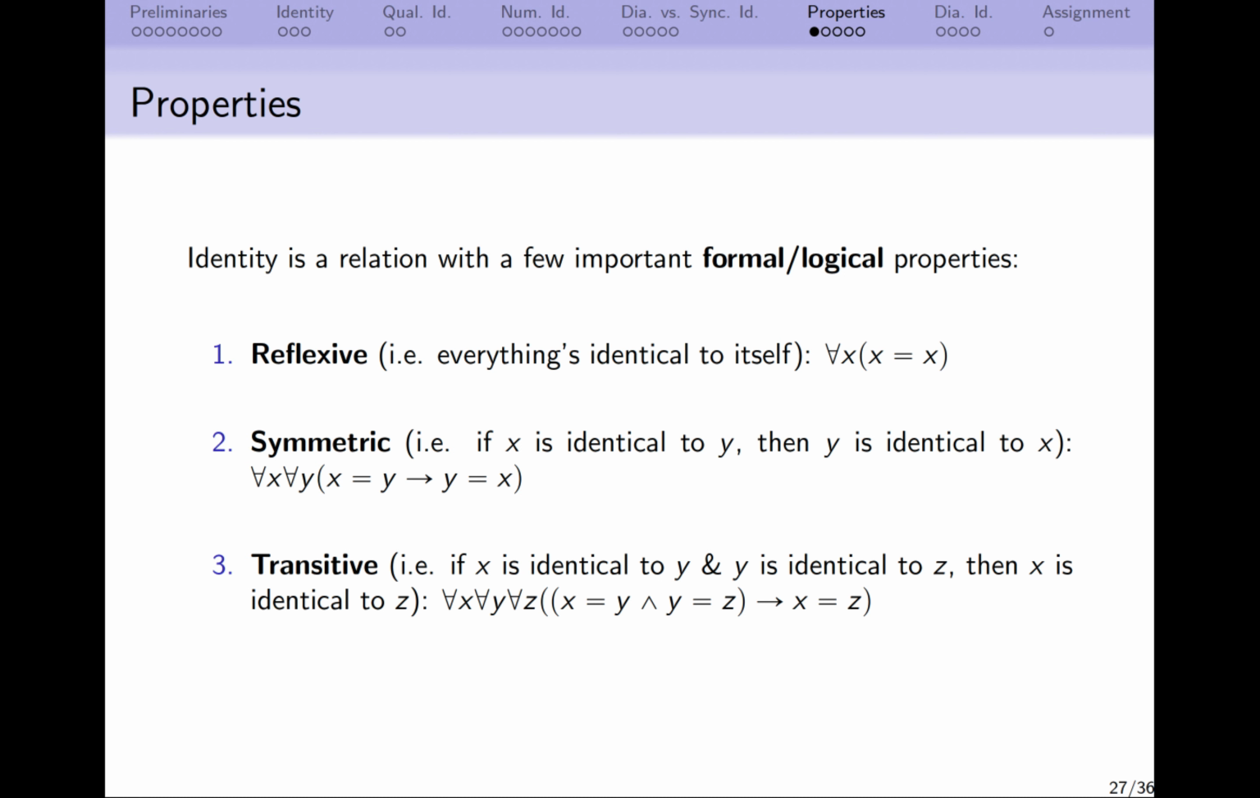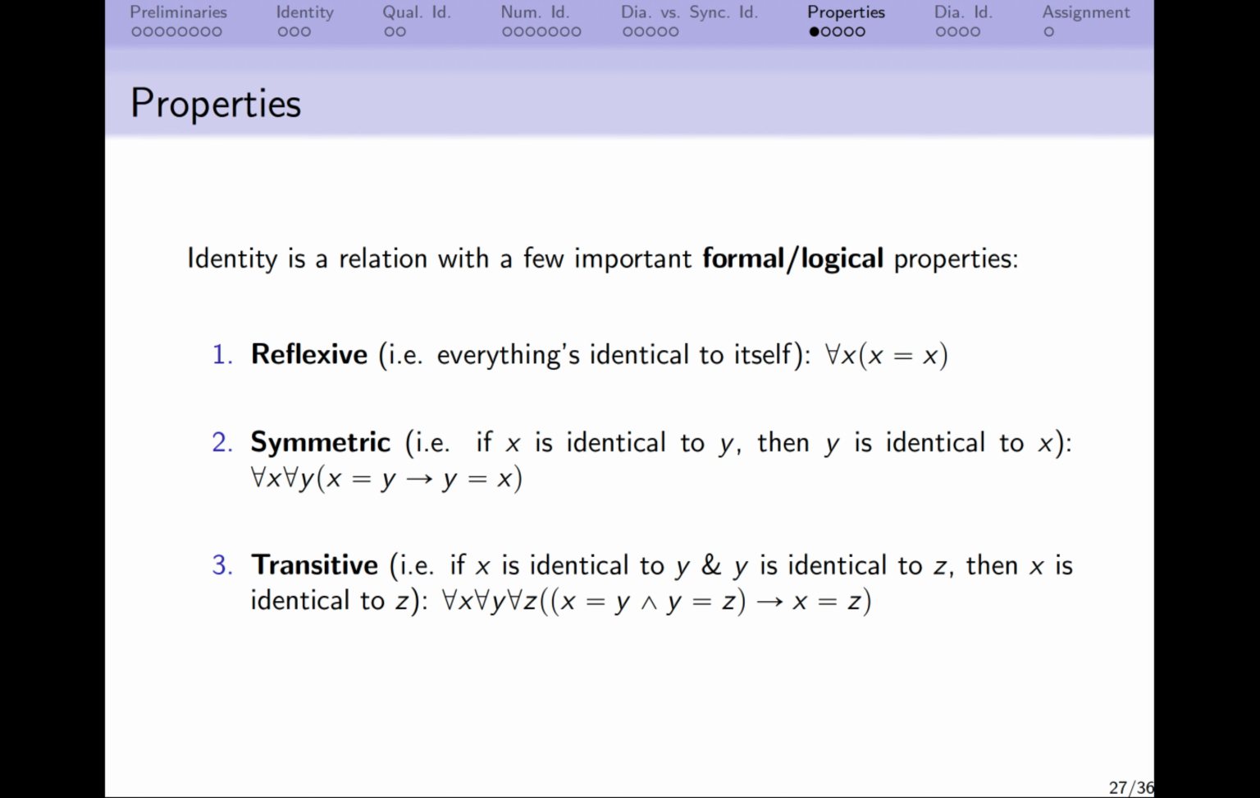So first of all, it's reflexive. That is to say, a relation is reflexive if for any object X, X bears that relation to X, to itself. So identity is one such reflexive relation. Everything, of course, is identical to itself. All objects bear the identity relation to themselves.